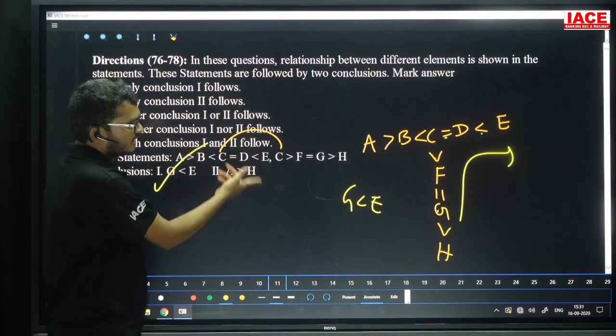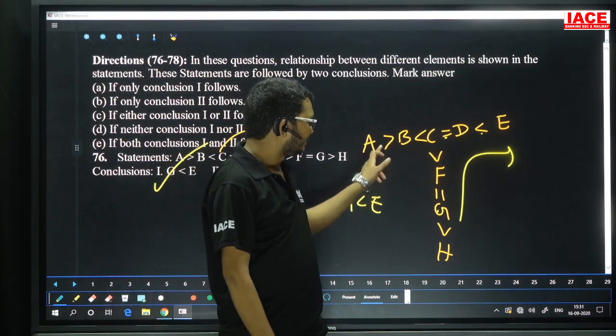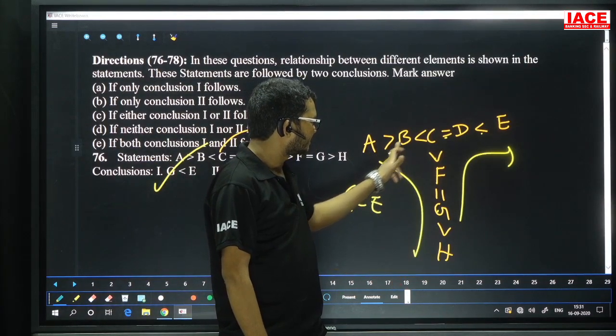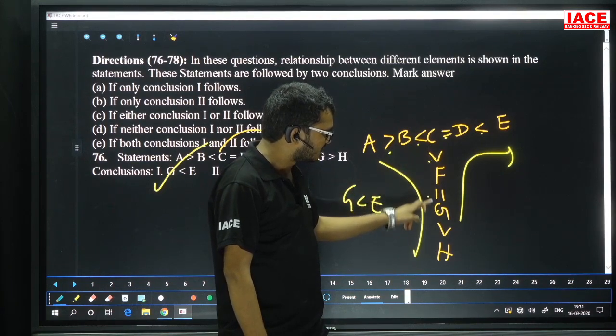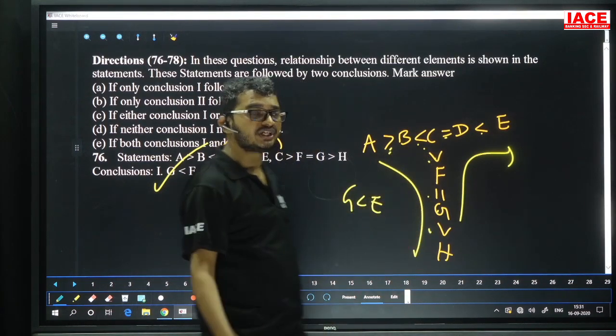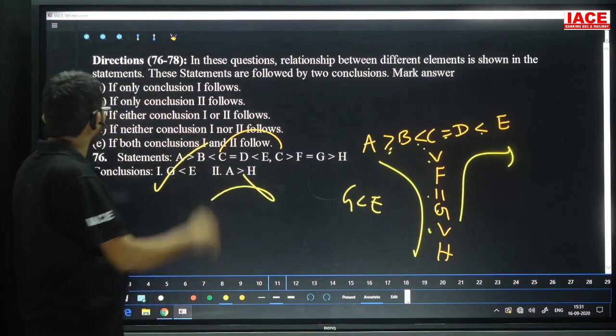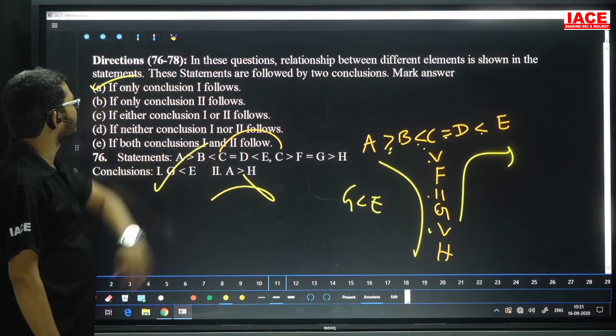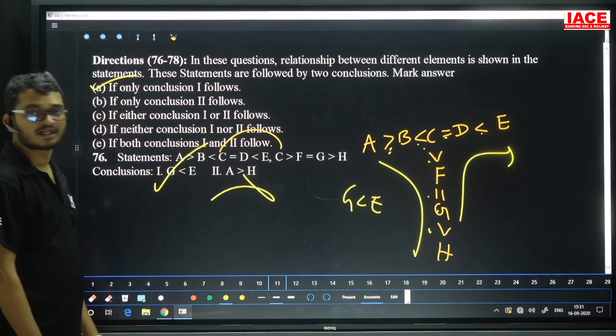Second one, A and H. The relation between A and H is found here. What are the symbols? Greater than, less than, greater than, equal to, greater than. Greater than and less than are opposite, so can't say. So the answer is only one, which means option A. Question number 76, the answer is option A.